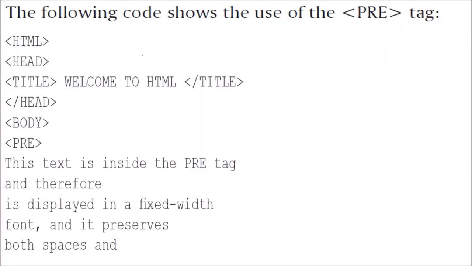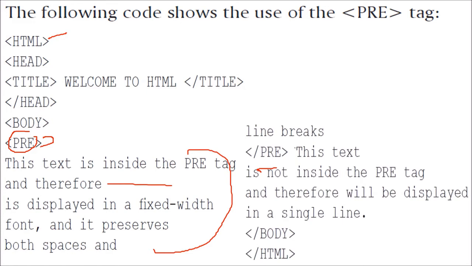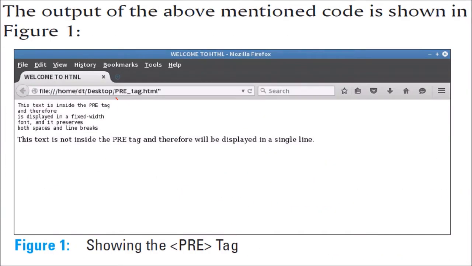Let us take an example. You have written a code. Inside it you have a pre tag, and in this pre you have written this content. Since you have written it in pre, all the lines and spaces will remain intact. If you have written something outside of pre, all of it will be seen in one line, as you see in the output. This is the output. What you have written in the pre is shown like this. What you have written outside the pre is written like this, meaning all the white spaces will be removed.